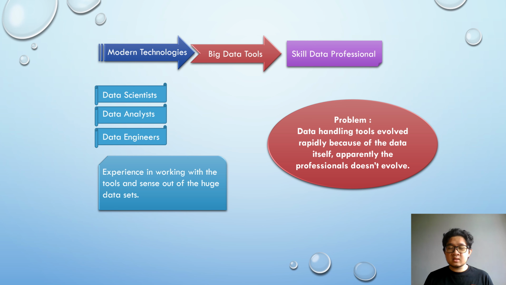And apparently the professionals themselves don't evolve. So we can say that even if two of the three parts are evolving, if the one very important part doesn't evolve, it will affect the whole.